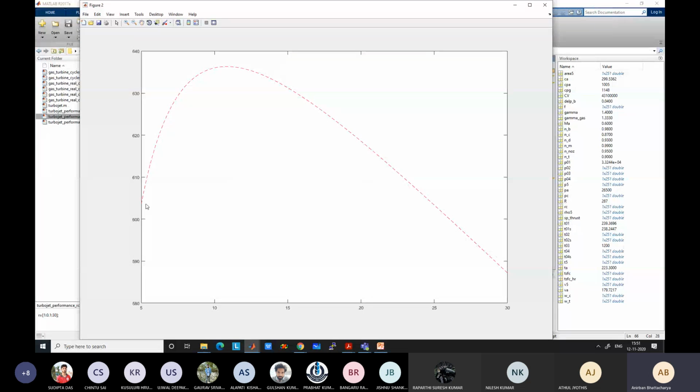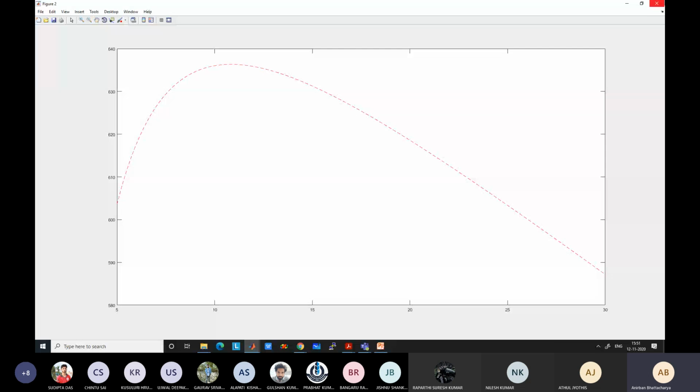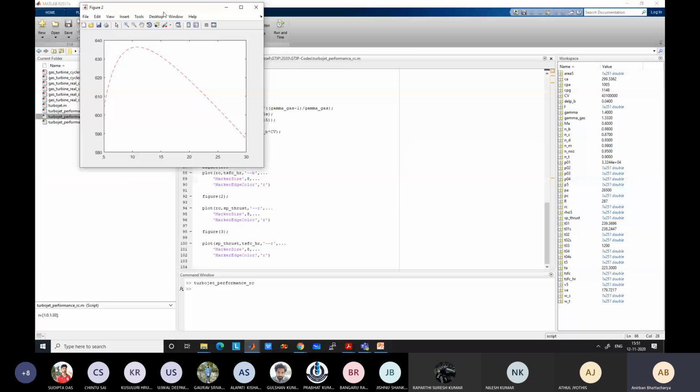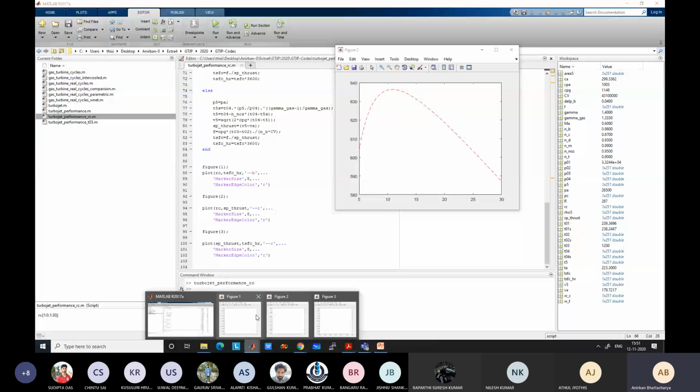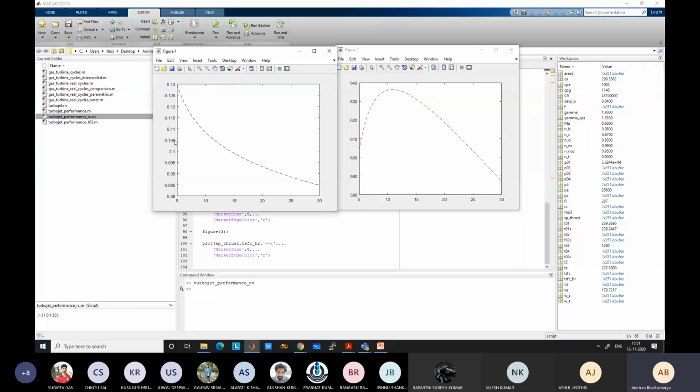So these two plots, figure 2 and figure 1 that I had shown, show the effect of RC. The first one is on thrust specific fuel consumption, so you can say fuel consumption. The second one is on specific thrust. Based on these performance parameters, when you start the initial design, you decide what should be your initial parameters, like what type of RC you should select.